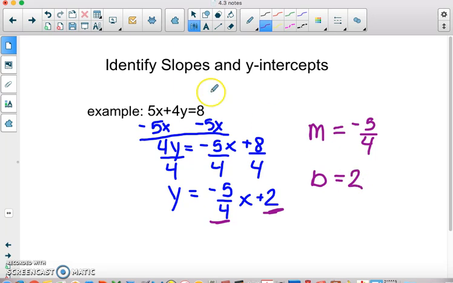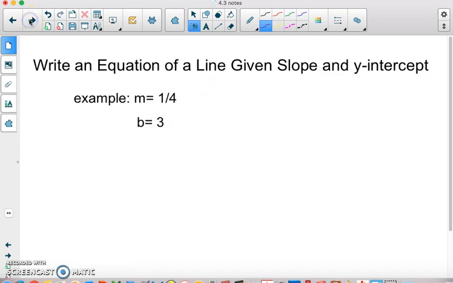Now we're ready to move on to the next example. The next example is about writing an equation of a line given slope and y-intercept. So all we really have to do for this example is plug right into the formula. So I could say y equals, my slope is 1/4 times x plus my y-intercept, which is b.